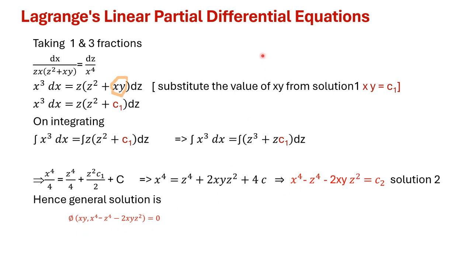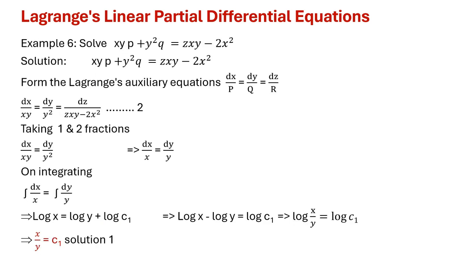The next example. This is the equation given. This equation is in the standard format. Now we'll get Lagrange's auxiliary equation, that is dx by coefficient of p, which is xy, is equal to dy by coefficient of q, which is y square, is equal to dz by this term.